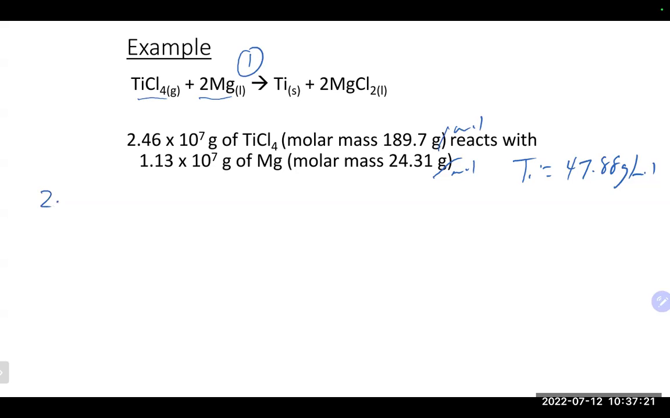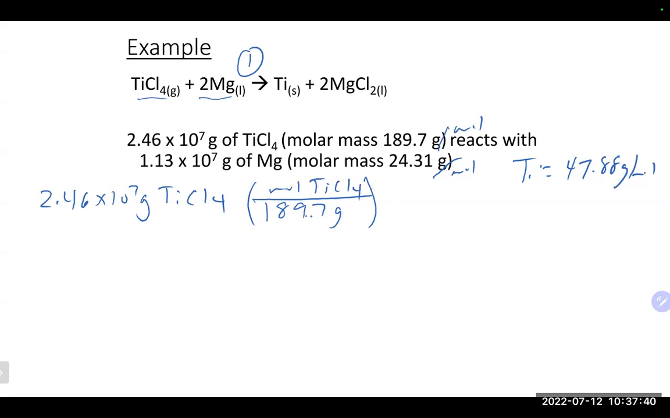So starting with our 2.46 times 10 to the 7 grams of TiCl4. Once again, you would get the molar mass from the periodic table if you needed to look it up. And that is 189.7 grams per mole of TiCl4. And that gives us 2.46, make sure you use your exponent button, 7 divided by 189.7. We'll call it 1.30 times 10 to the 5th, and this would be moles of TiCl4.